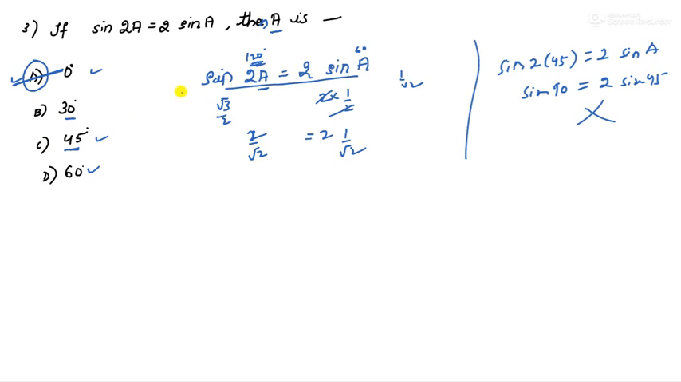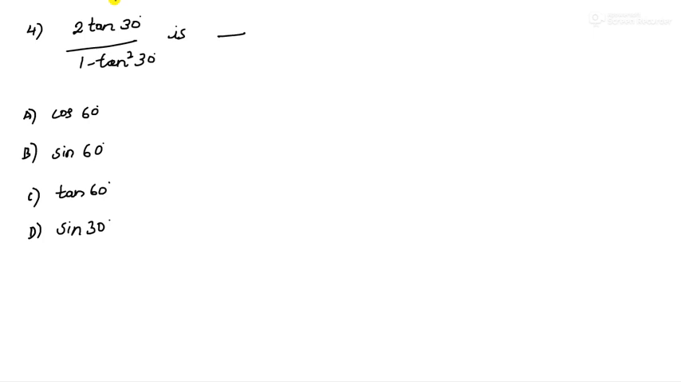Okay, moving to the next question. So this is our next question. 2 tan 30 degree divided by 1 minus tan square 30 degree is dash. So what is the answer?